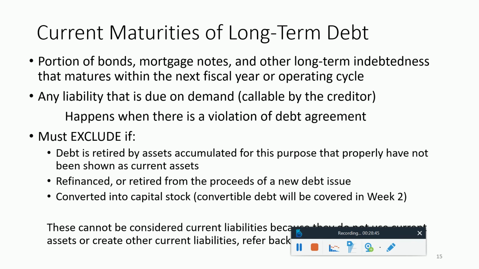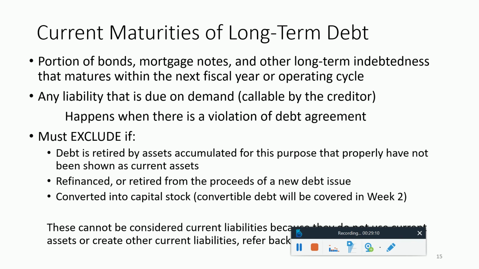It also includes any liability that is due on demand, which is also referred to as being callable by the creditor. And how this works is that if you are in violation of your debt agreement, then the lender is able to call your debt at any time, and therefore you're required to list it under current debt or current liabilities.